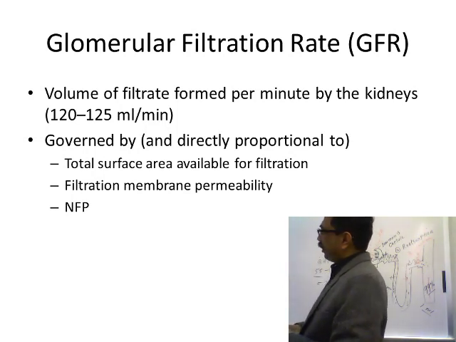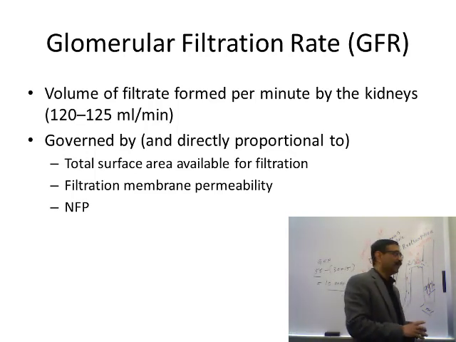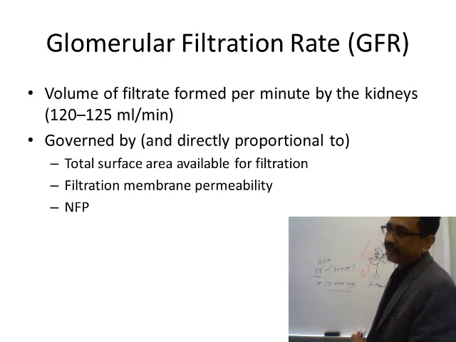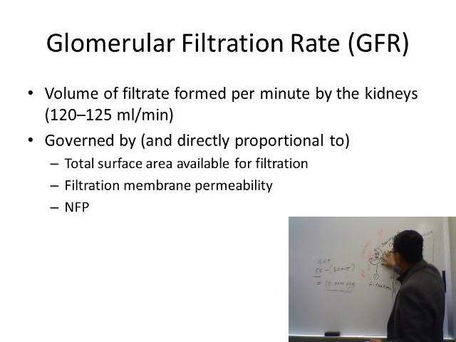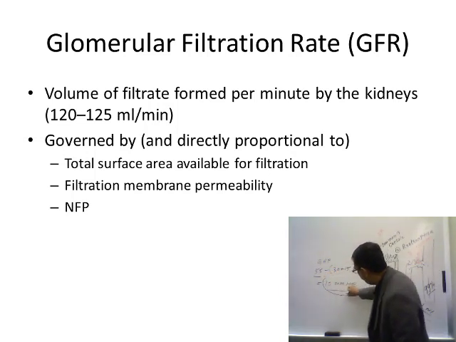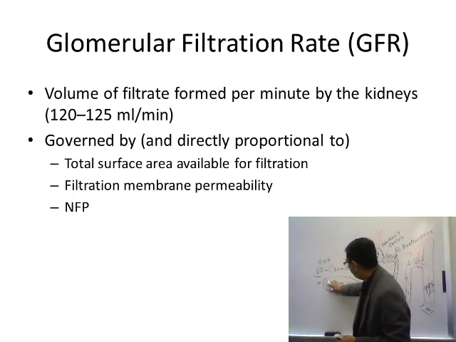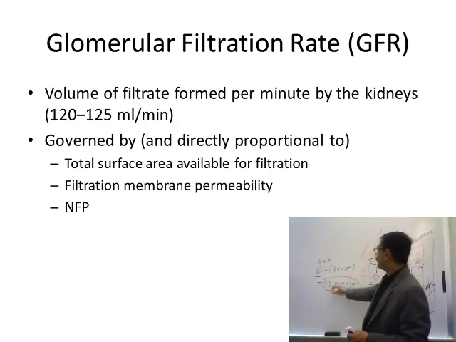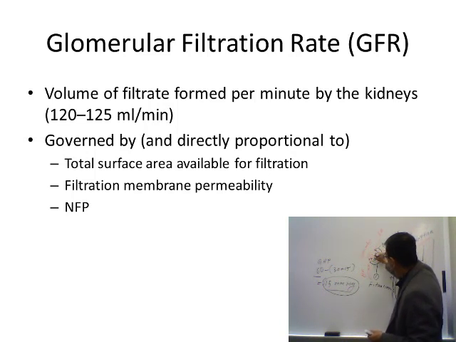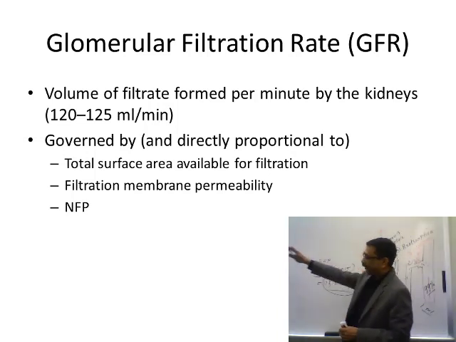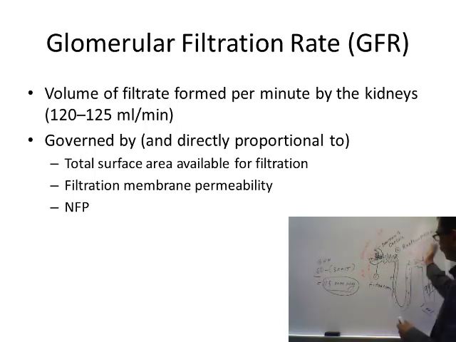Okay. So now three factors directly control the filtration. One is the total surface area, another is the filtration membrane permeability, and net filtration pressure. Very simple. I told you that the net filtration pressure is 10 millimeter of mercury. Now, if for any reason this pressure increases to 16, then what will happen? The net filtration pressure is now here 15, 5 millimeter more. So, more pressure difference, more filtration. If the pressure difference is 10, normal amount of filtration will occur. If pressure difference is 15, more filtration will occur. If less, then less filtration will occur. So that is the net filtration pressure, NFP. That simply determines how much filtration will occur.